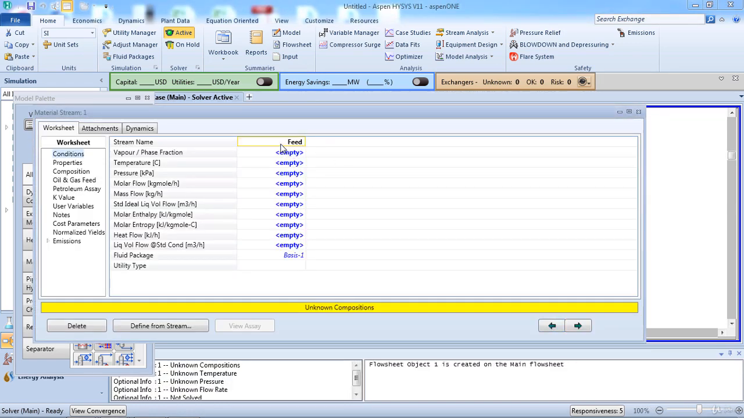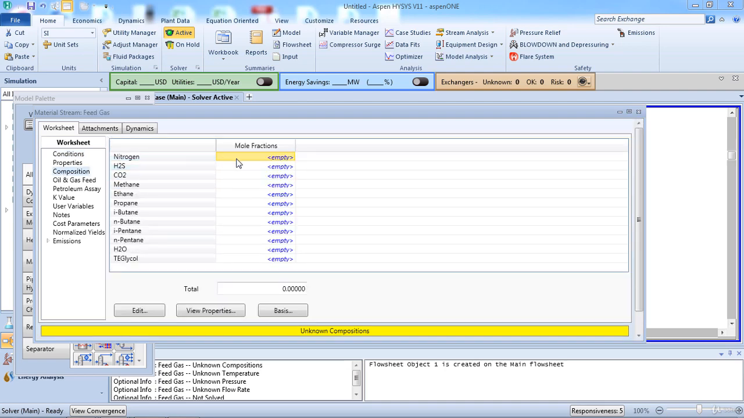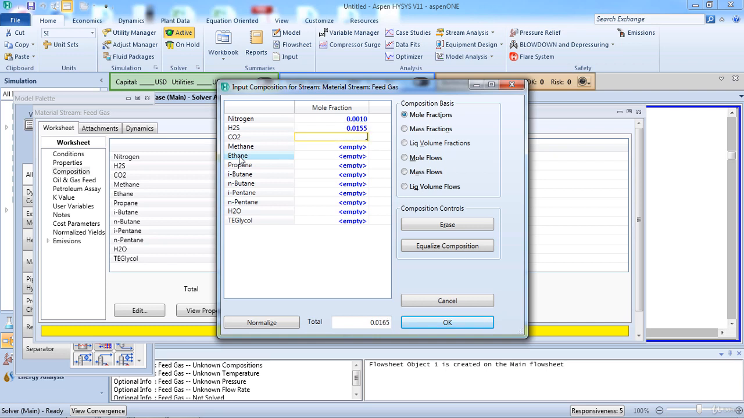I called it feed gas. The composition we have here is on a molar fraction basis, and as we learned before, make sure that the summation is 1. If it's not 1, this means that you have entered something wrong. And if the summation of the composition you have is not 1, we have to normalize it, and I'll tell you how. So now the summation is 1, it's okay. If the summation is not 1, and we are sure that we have entered the composition correctly, it's 99% for example, we can press on normalize, and HYSYS will distribute the difference among all these components.